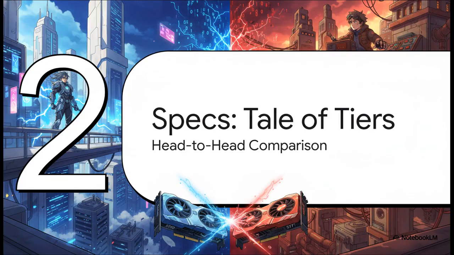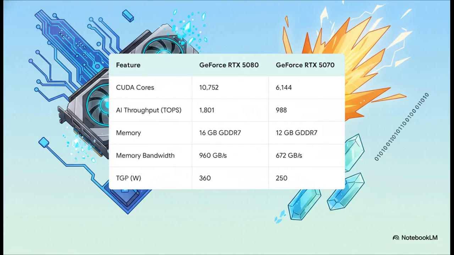Okay, now let's get to the numbers. This is where we can really see how this shared DNA splits into two very different levels of performance. This is where the battle lines are really drawn. And here it is, the head-to-head. Right off the bat, you can see the 5080 has the lead pretty much everywhere. More CUDA cores, more memory, you name it. But don't get bogged down in the numbers just yet. We're about to break down the key metrics that really matter for AI, starting with the raw horsepower.